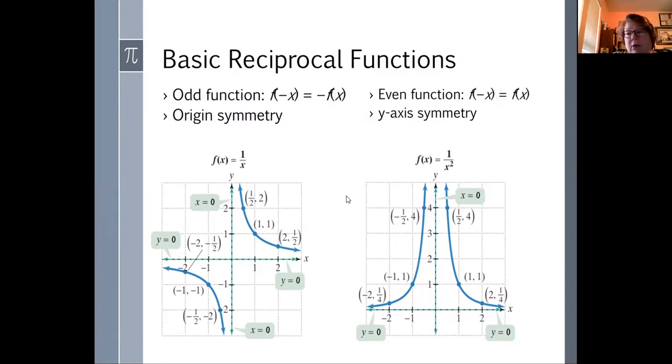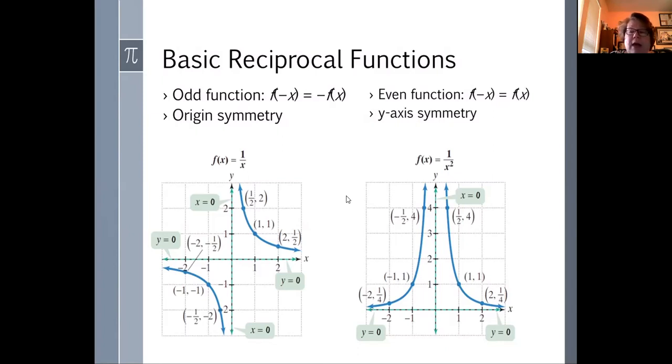Our second function, f of x equals 1 over x squared, is an even function. This is even because if I replace x with negative x, I get exactly the same function I started with. I get 1 over x squared. So it's even, so there's symmetry with respect to the y-axis. So the graph of this function goes through 1, 1, but it goes through negative 1, 1 also. It has a horizontal asymptote at y equals 0 because the numerator degree is less than the denominator's degree.